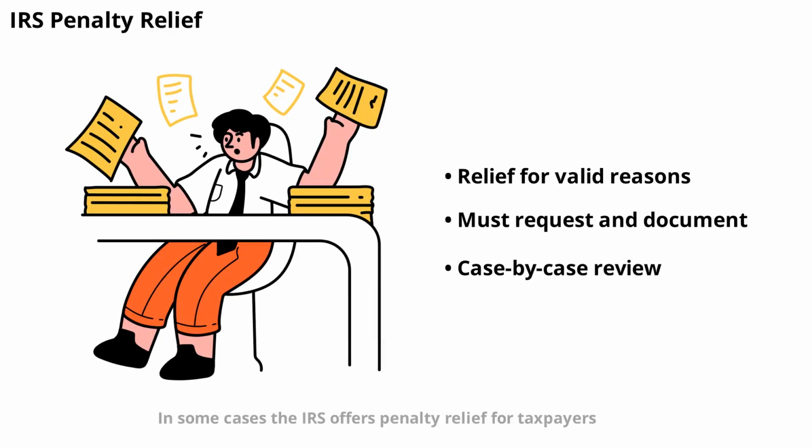In some cases, the IRS offers penalty relief for taxpayers who have a valid reason for missing deadlines, such as serious illness or natural disasters. This relief is not automatic. You must request it and provide documentation. The IRS reviews each case individually, considering the circumstances before waiving penalties.